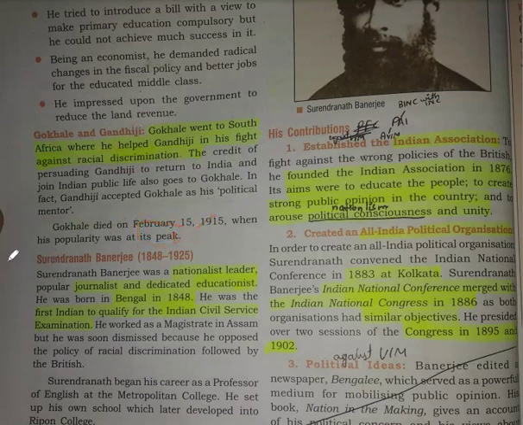Then we have Surendranath Banerjee. His period was from 1848 to 1925. He was a nationalist leader, popular journalist, and dedicated educationalist. He was born in Bengal in 1848. He was the first Indian to qualify the ICS, means Indian Civil Service Examination.